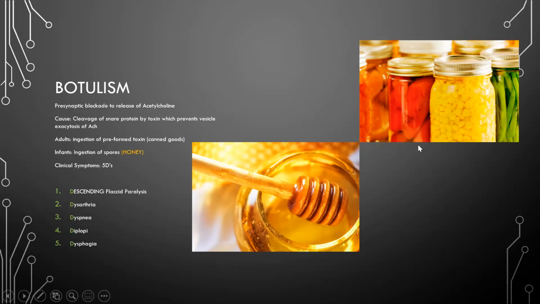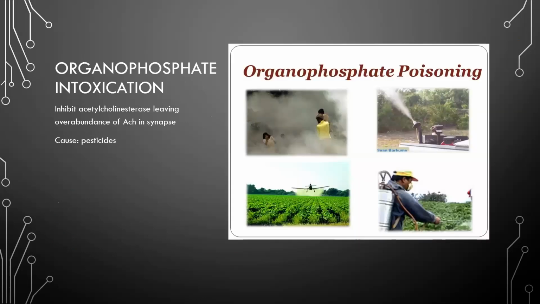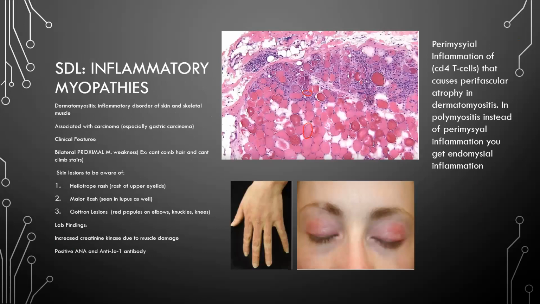That might be in the questions. Yeah, so definitely probably in the questions then. So just knowing honey and the ingestion of spores, the 5 Ds, and the preformed toxin in canned goods should be good for botulism. Organophosphate intoxication, so inhibition of acetylcholinesterases. If you have no acetylcholinesterases, you're going to have more ACh in the synapse. So that can cause a lot of overactivation.